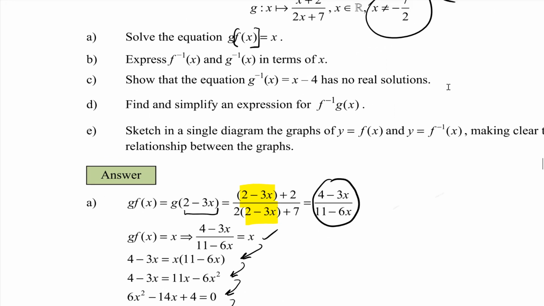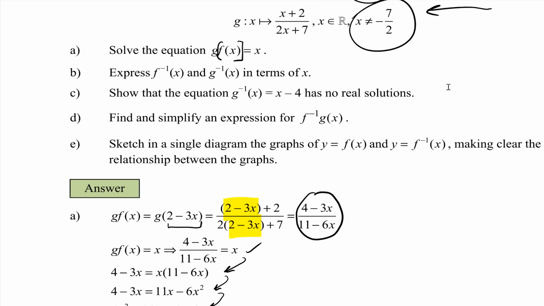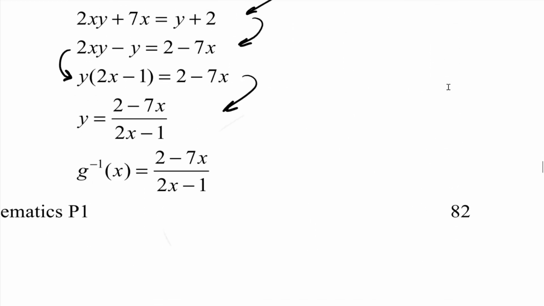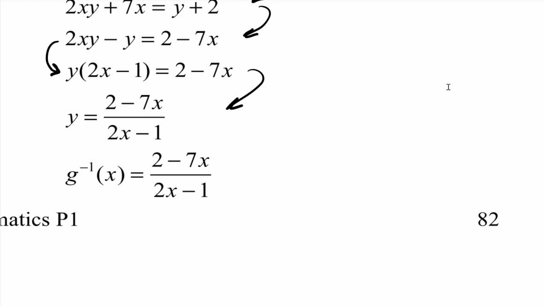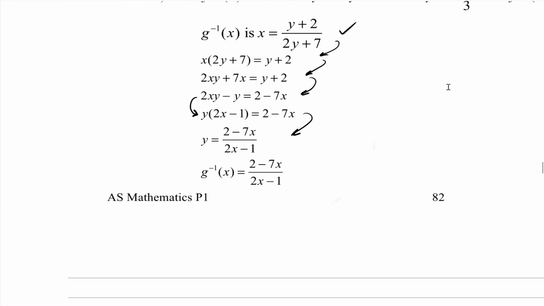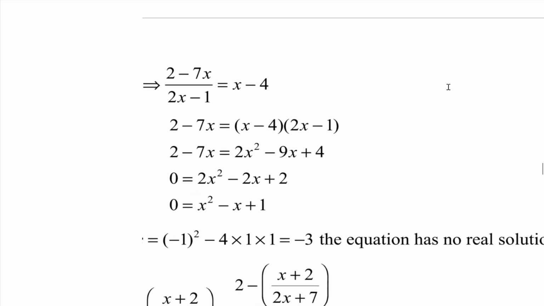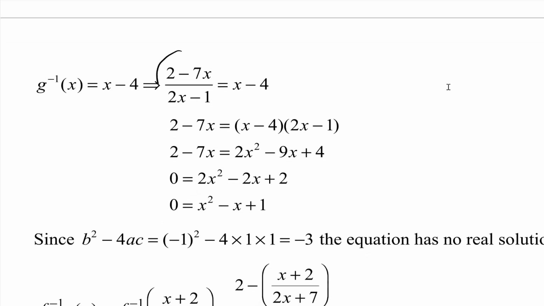Part C says, show that the equation g to the minus 1 of x equals x minus 4 has no real solutions. So that is this one here. So this one here equals x minus 4 has no real solutions. So let's look at that. So that's this thing here. 2 minus 7x over 2x minus 1 equals x minus 4.